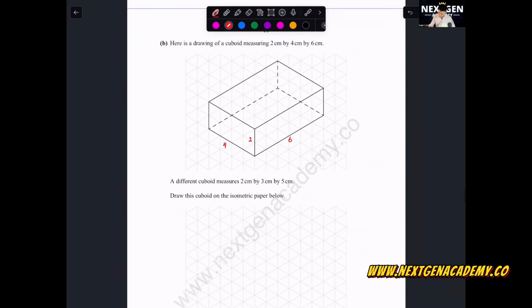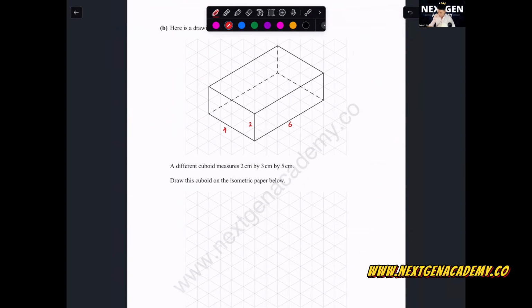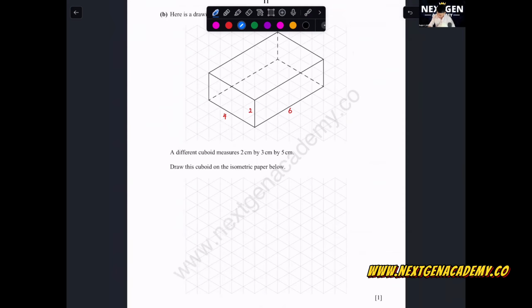So they want you to draw 2 by 3 by 5. We can use this as a reference on top. I will start with here also. So start with any part. So here, 2 by 3. The bottom here, we put 3 of it. Then 5. 1, 2, 3, 4, 5. You can draw this one. Like this. So all these, right?